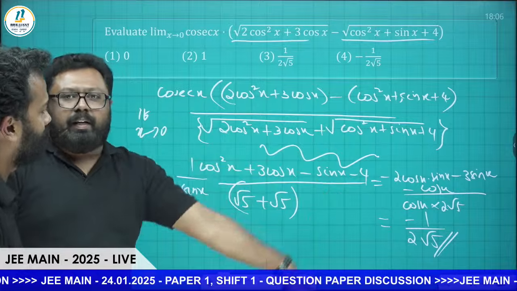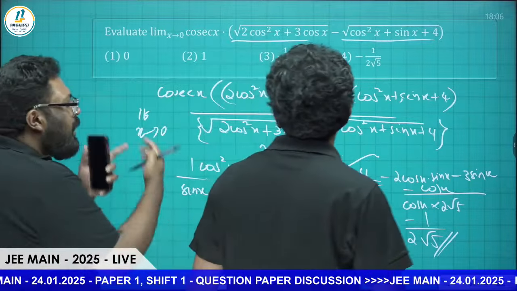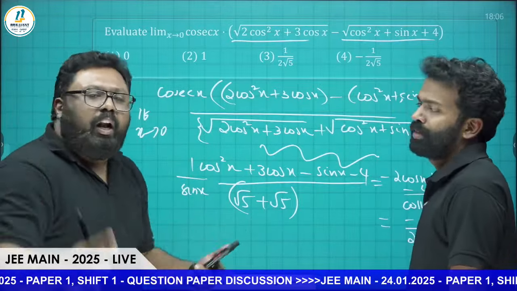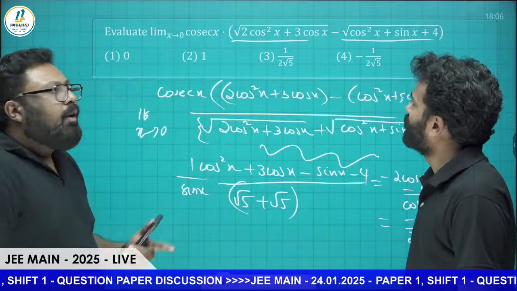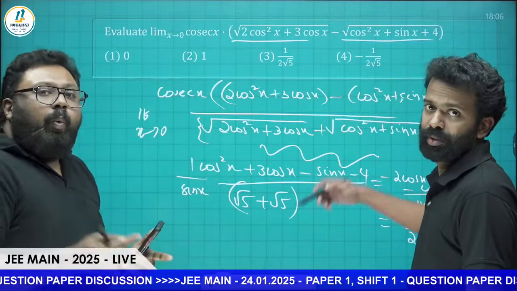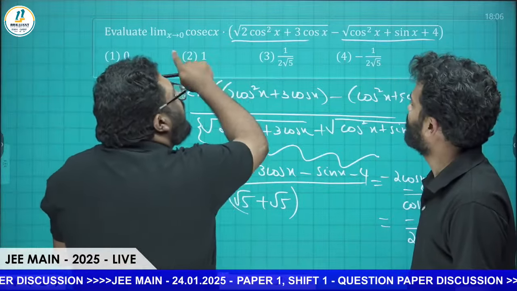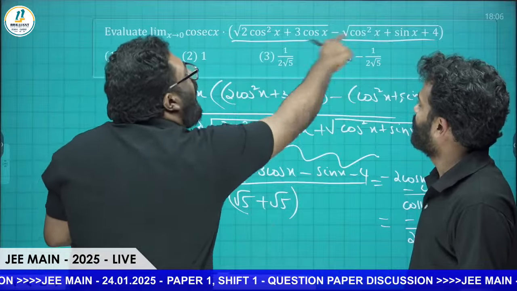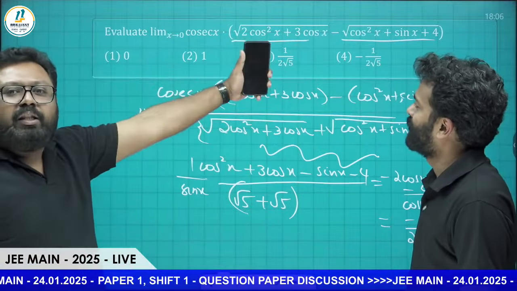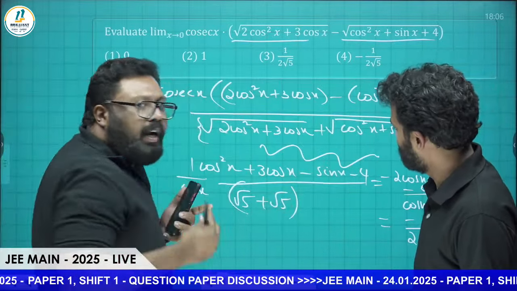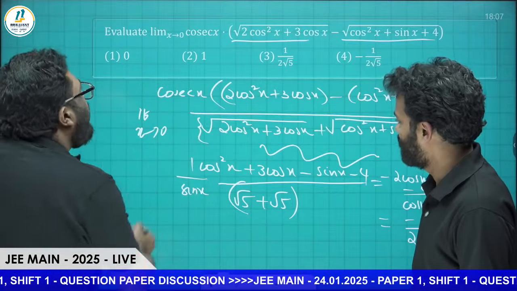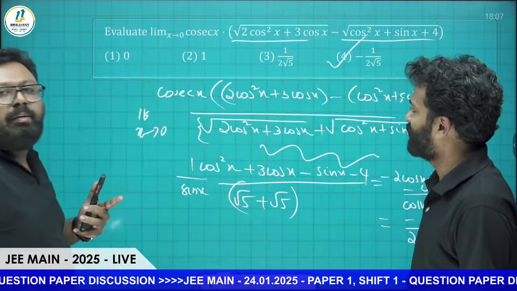Very simple answer, very easy question, because it's again 0 by 0, you can use L'Hopital's rule. Very simple concept. First, just rationalize it, my dears. Why rationalization? Because otherwise, if you try to do L'Hopital's directly, you will see a very complicated derivative. That is why you rationalize it, and the denominator becomes a rational term, so you can very easily do it. Minus 1 by 2 root 5, the fourth answer, my dears.